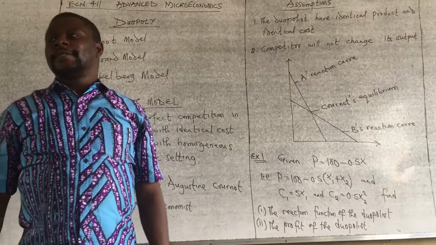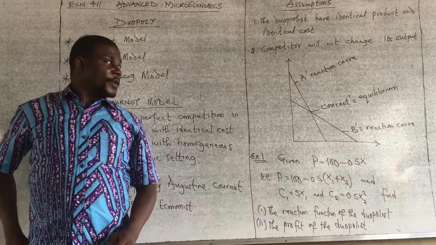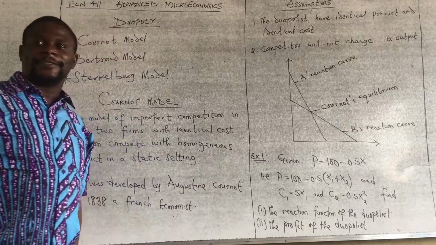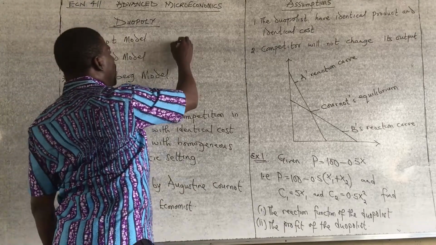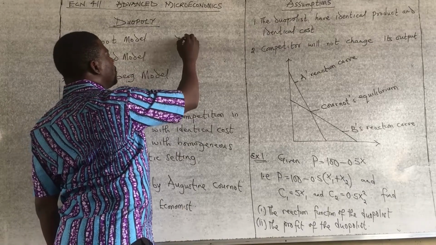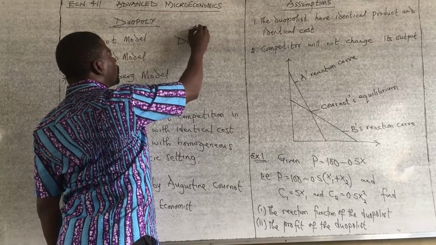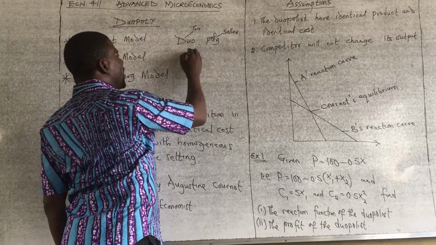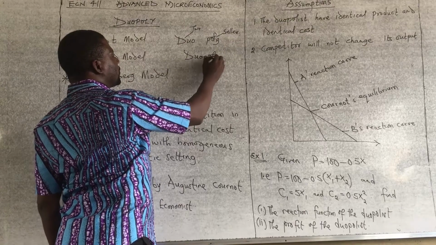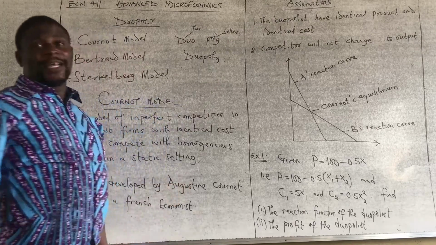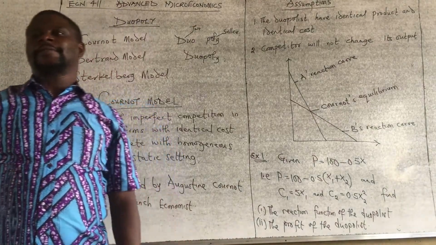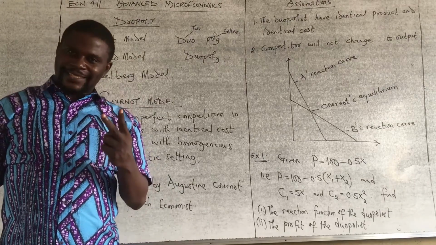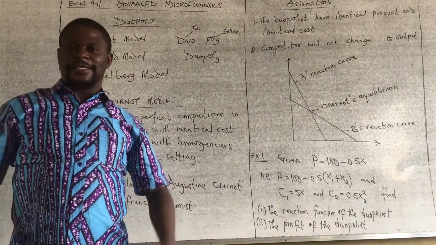Okay. Now, duopoly. Now listen, you need to understand. Don't just write down what you don't understand. The word duo means two, and poly means seller. So when I say duopoly, what's that? Two sellers. Duopoly is a market where you have two sellers and many buyers.